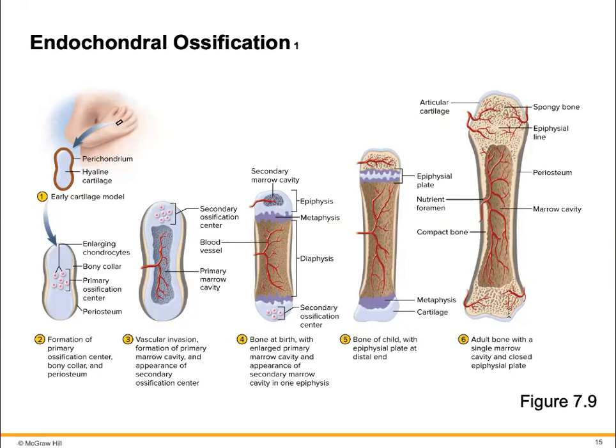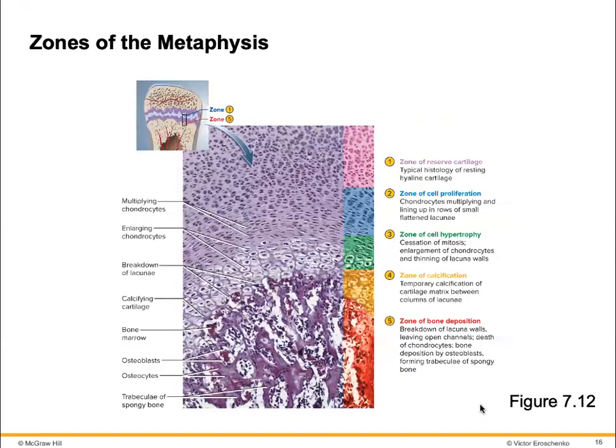So I want to take a moment and talk more about the zone of metaphysis, which is described pretty well in figure 7.12. And we're looking at an epiphyseal plate, and in the middle, that's depicted as blue, that is where our reserve of cartilage is, and the area of purple is where we are having the conversion of the chondrocytes into bone. So in this diagram, you can see that you've got your reserve cartilage, and then you've got a zone of proliferation, which is where mitosis is taking place, and we're producing more and more chondrocytes.